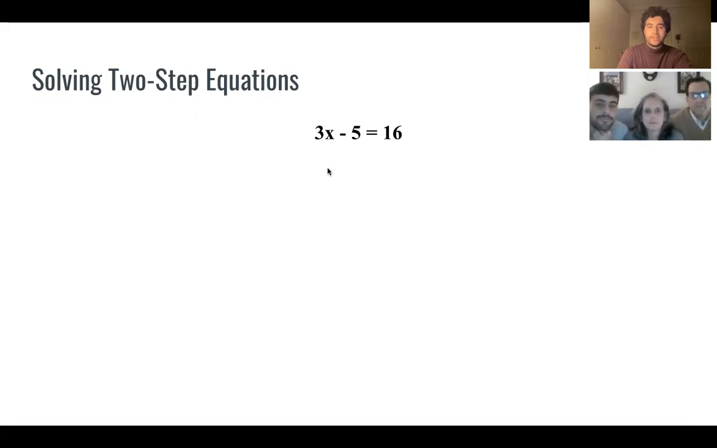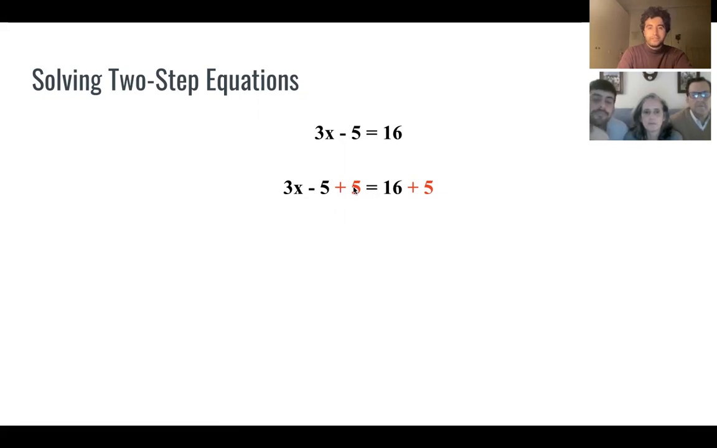So the first step of this equation, as you can see, says 3x minus 5 equals 16. We don't want to have any addition or subtraction symbols on either side of the equation. As you can see, it says minus 5 here. So what we're going to do is add 5, because 3x minus 5 plus 5 is 3x. But we need to keep the equation balanced, so we also have to add 5 to the other side. So we get this, 3x minus 5 plus 5 equals 16 plus 5.